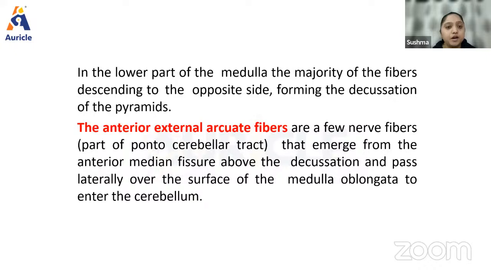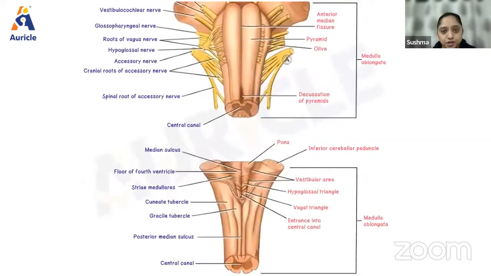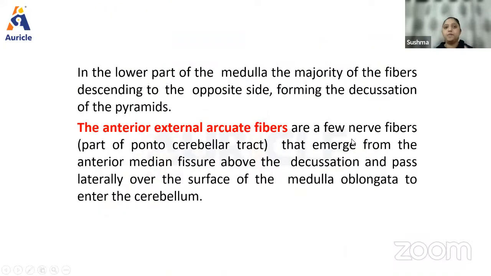They emerge from the anterior median fissure. This is the anterior median fissure. Before these pass, the pyramidal fibers cross over to the opposite side. The anterior external arcuate fibers enter into the cerebellum, which are a part of the pontocerebellar tract.